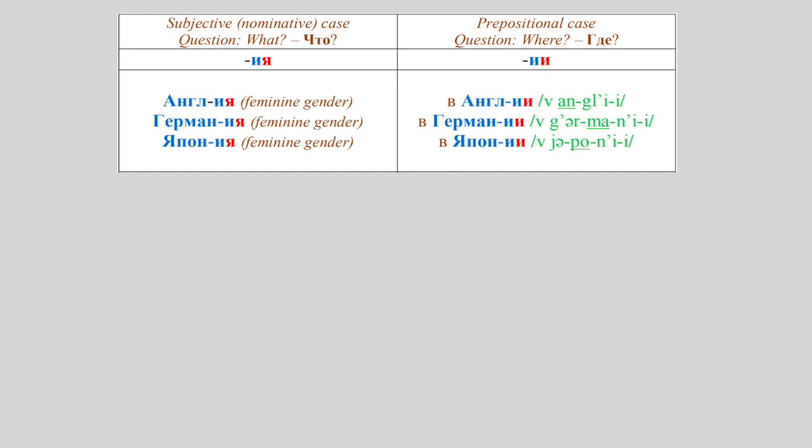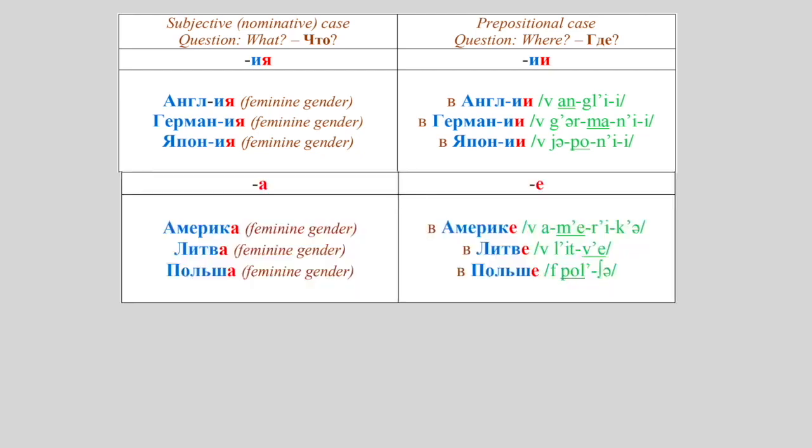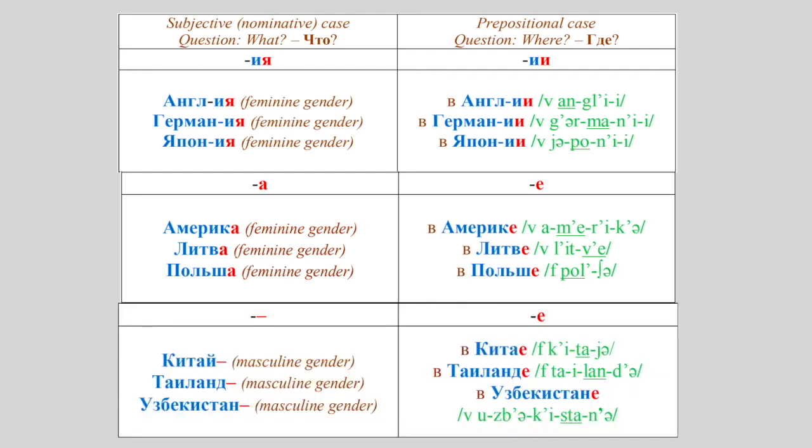Then let's look at how the ending «а» will change. Я живу в Америке, я живу в Литве, я живу в Польше. And the country that ends on a consonant will change alike. It will also add the ending «е». So, for example, я живу в Китае, я живу в Таиланде, я живу в Узбекистане.